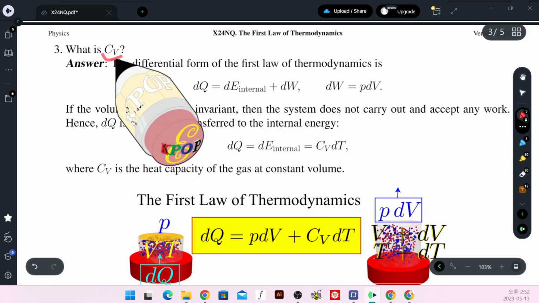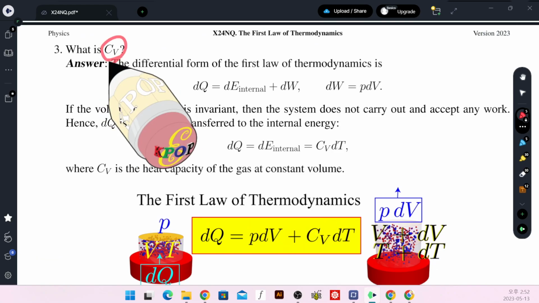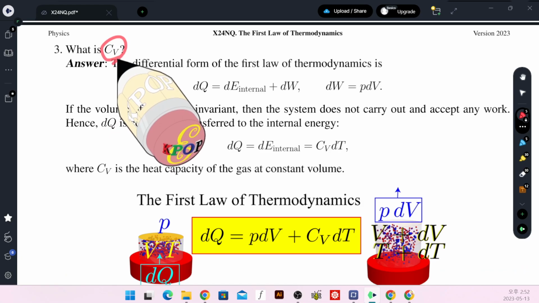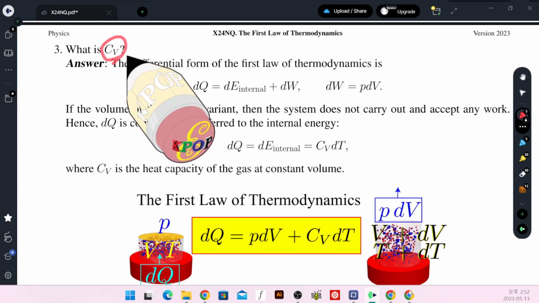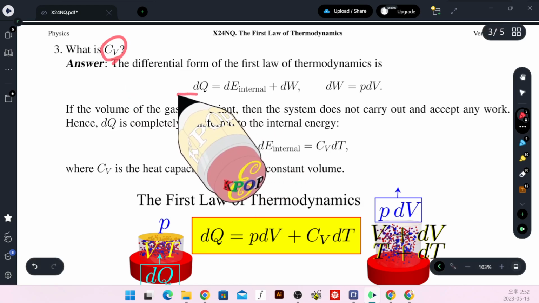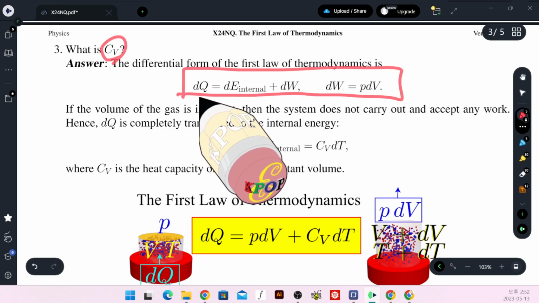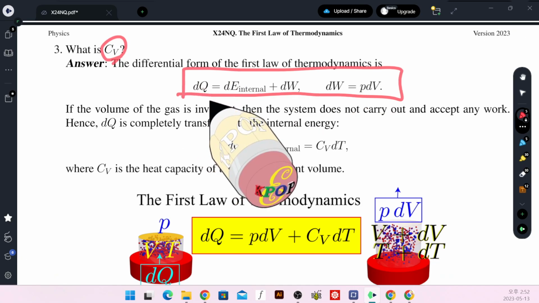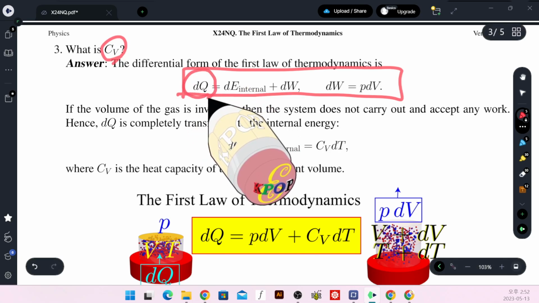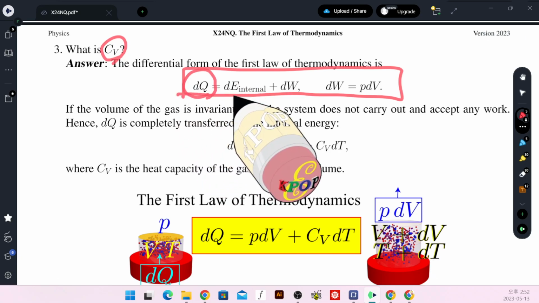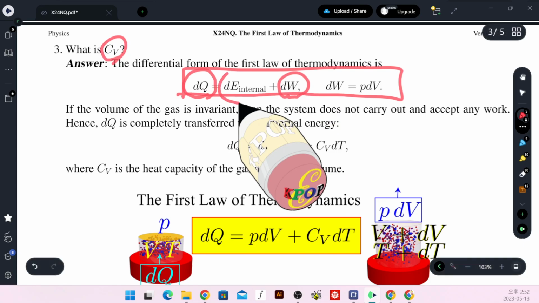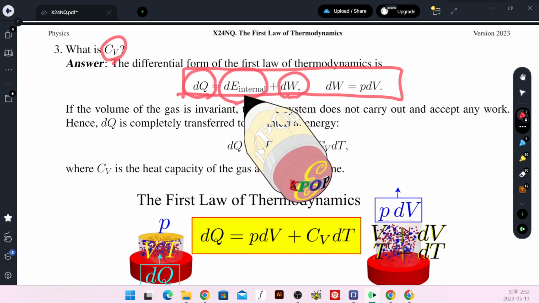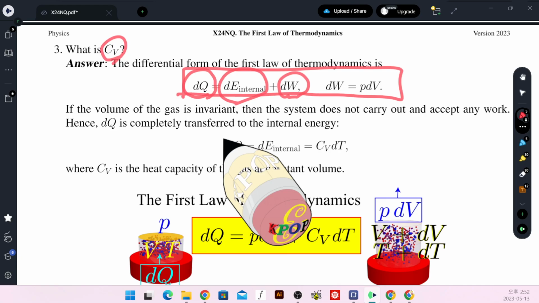What is CV? C is heat capacity, but the subscript V represents a condition that the volume of the gas doesn't change at all. We used the first law of thermodynamics, which represents energy conservation: the input is the heat, the output is the work done by the gas, and the remainder is saved as internal energy.